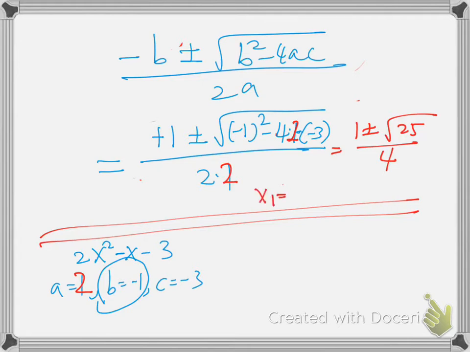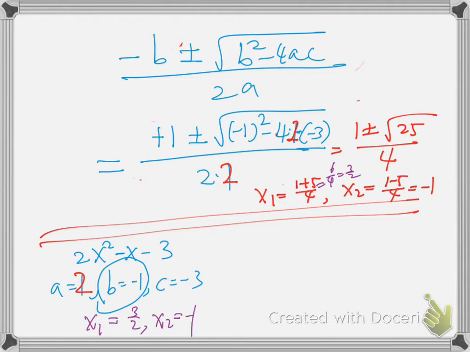So we got two solutions. x1 is 1 plus 5 divided by 4. x2 is 1 minus 5 divided by 4. So this is negative 1, and that is 6 over 4, so this is 3 over 2. So we got two solutions: x1 is 3 over 2, x2 is negative 1. So how do we use the quadratic formula to factor?